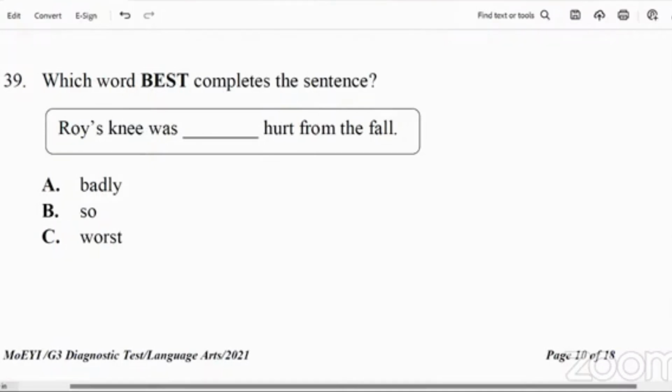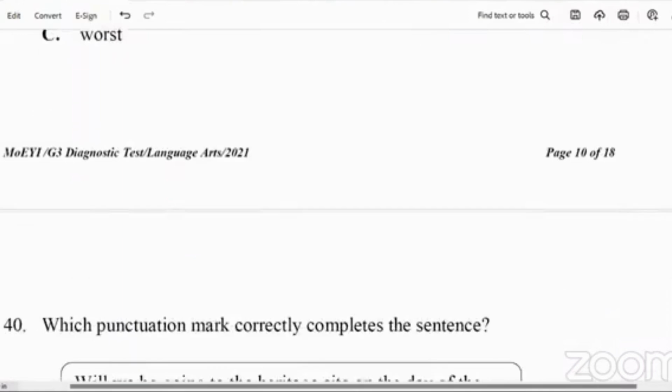Which word best completes the sentence? Roy's knee was blank hurt from the fall. Roy's knee was badly hurt from the fall. Roy's knee was so hurt from the fall. Roy's knee was worse hurt from the fall. The correct answer is badly. Okay? How was it hurt? Badly. Again, it's describing the verb.